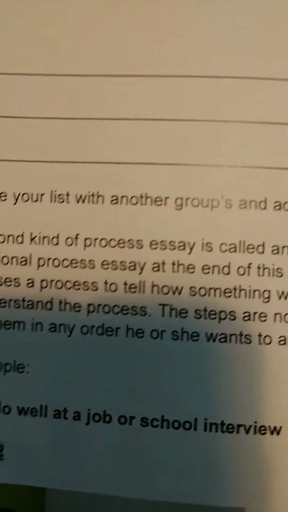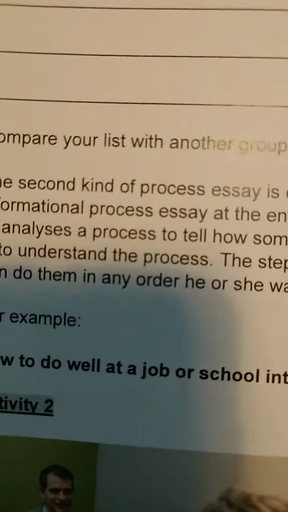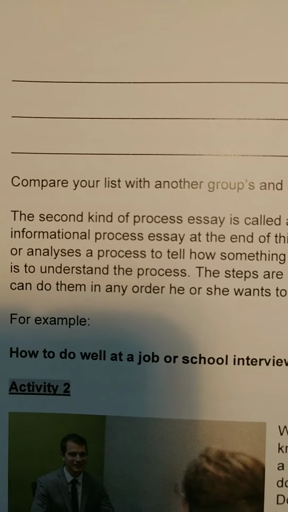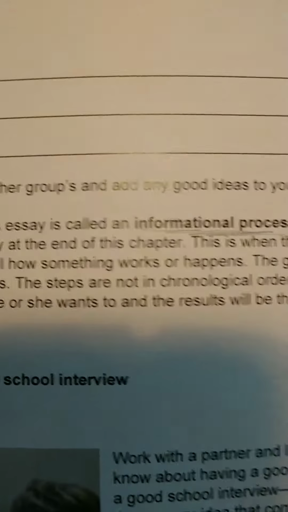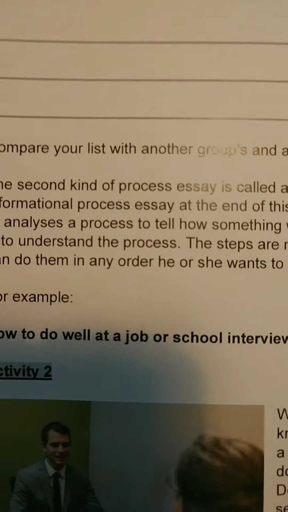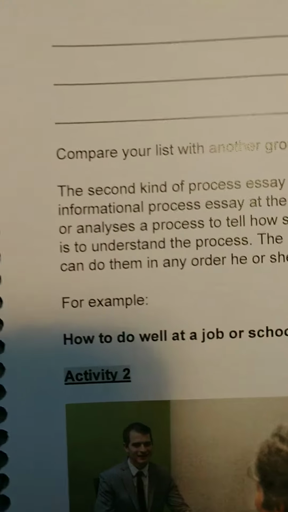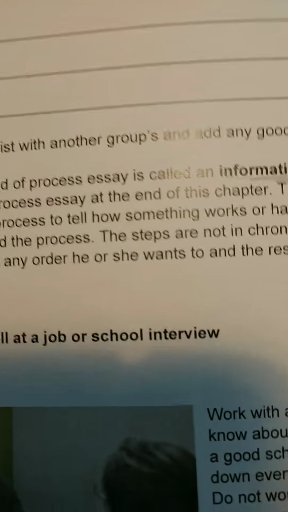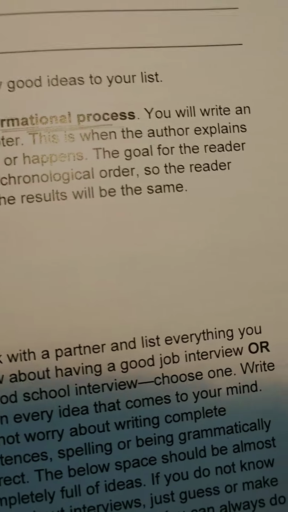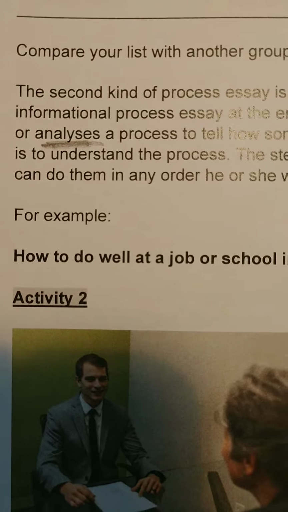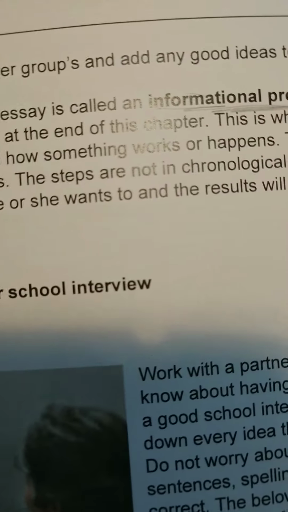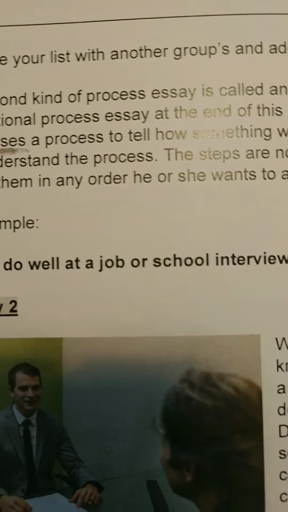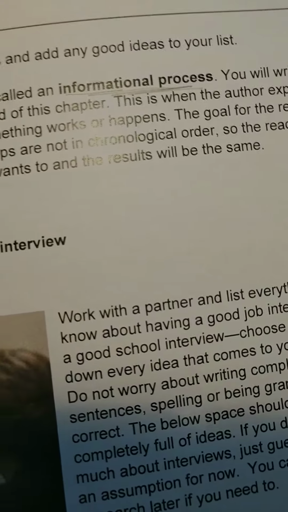Okay, it's important that you read this paragraph here. I'll read it to you. The second kind of process essay is called an informational process. You will write an informational process essay at the end of this chapter. This is when the author explains or analyzes. Now, analyzes is an important word because we're doing academic writing now. A process to tell how something works or happens. Okay, the goal for the reader is to understand the process. The steps are not in chronological order, so the reader can do them in any order he or she wants to, and the results will be the same.